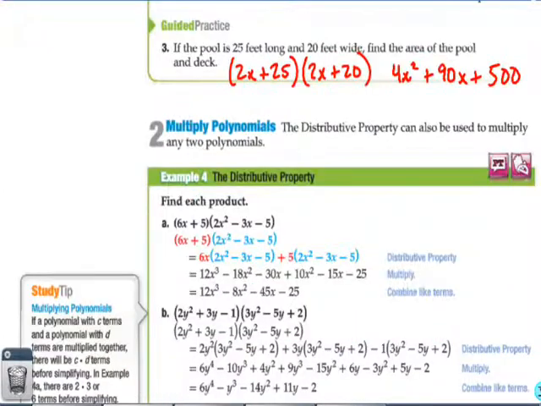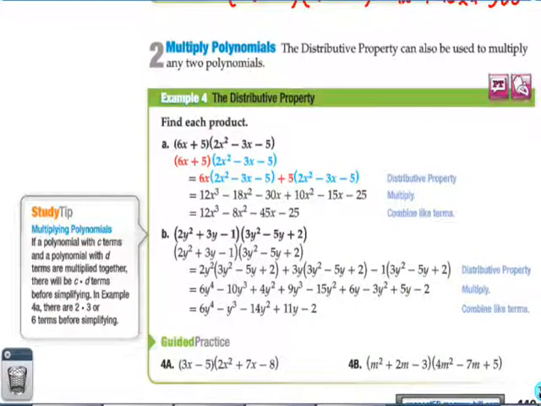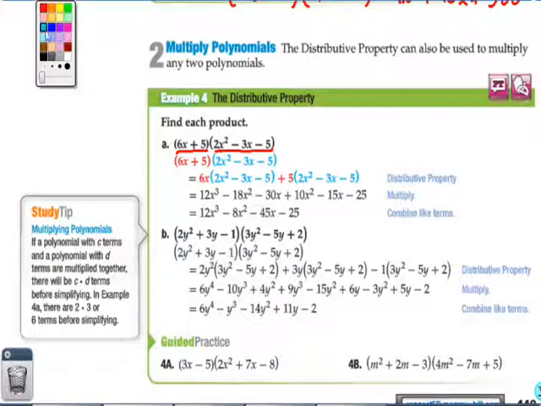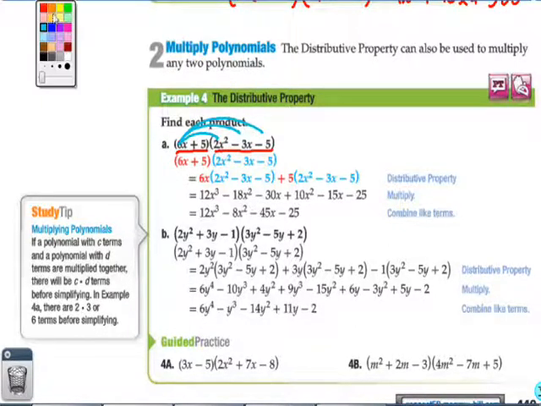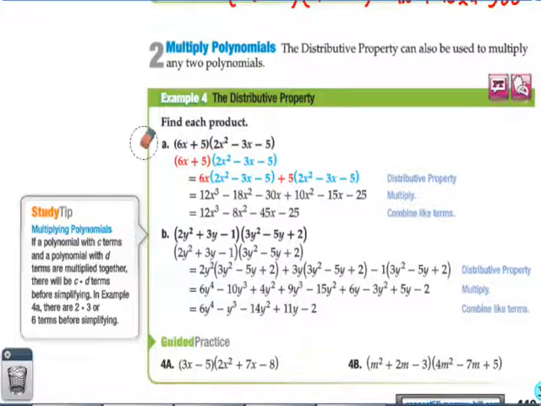We can use the distributive property to multiply any two polynomials. So now we have a binomial and we have a quadratic trinomial. And so all we do is, we can't really use FOIL because these aren't both binomials, but what we can do is we can say, all right, we're going to take 6x times each one of these, and then we're going to take 5 times each one of these, and then we're going to find all the like terms and add them up.